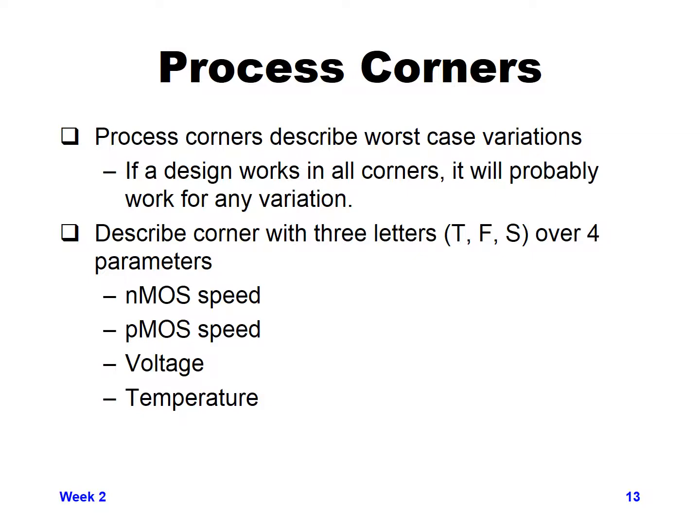We can describe our corners using 3 letters, T, F, or S, typical, fast, or slow, over 4 different parameters. Those 4 different parameters are your NMOS speed, your PMOS speed, your voltage, and your temperature. So there's lots of variables there. Trying to do every combination of all 4 is obviously a lot of simulations. Depending on how paranoid you are, you'll do more or less of those simulations to make sure that your device will work in all combinations.